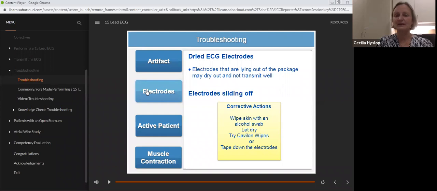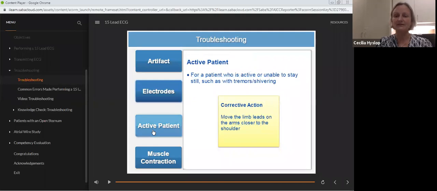The electrodes are sliding off. Well, sometimes, for instance, when we have newborn babies or we've just put creams on our patient, then that might be a reason why you just stick the electrode on and it's sliding off when you attach the clip to it. So we could wipe the skin with an alcohol swab or soap and water. We need to let it dry. We could try Cavilon wipes or even tape down the electrode.